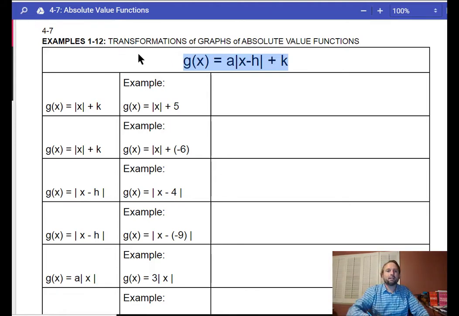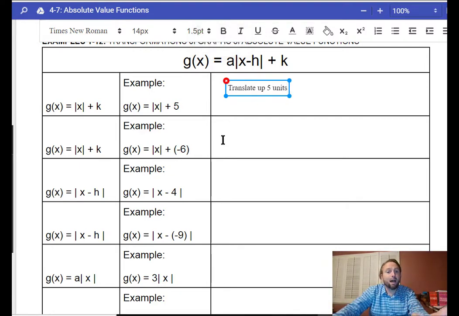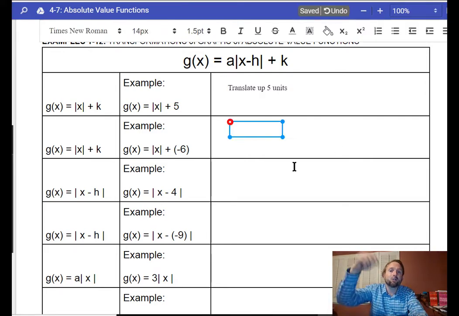So looking at this, we understand that, hey, if we're saying this plus 5, that's going to move it up. So let's do our text box. So we're going to translate up 5 units. Now, if it's a minus or it has a negative, it's going to slide down or translate down. Slide down 6 units. It's going to go up negative 6. Well, that means go down 6.